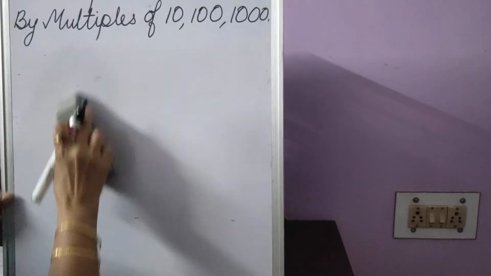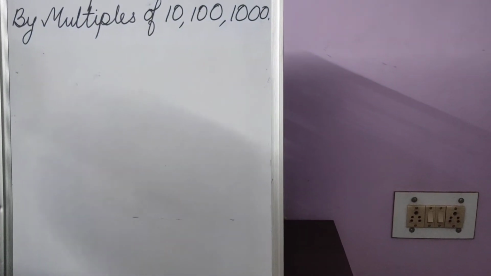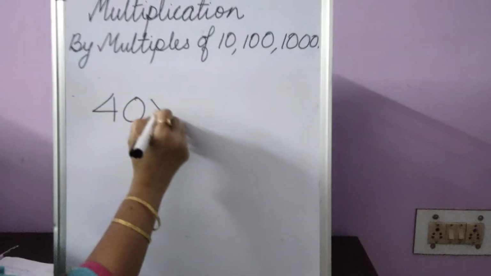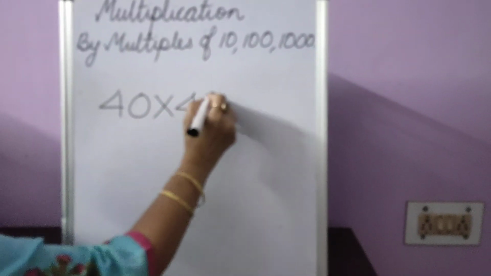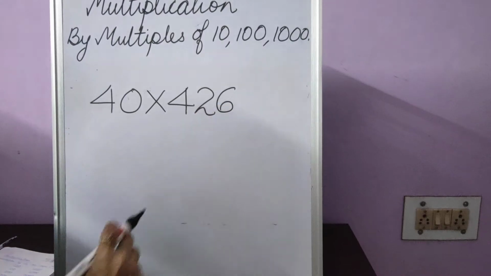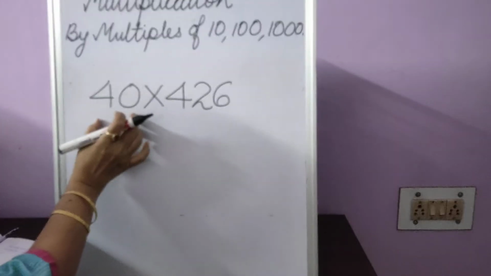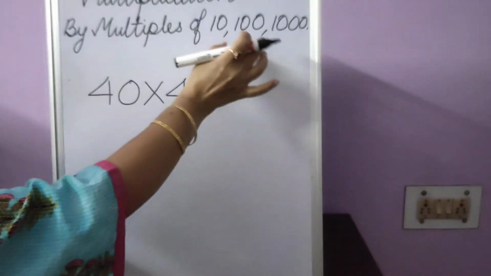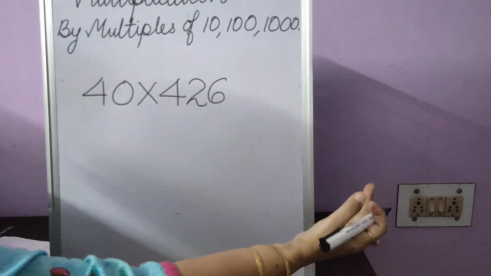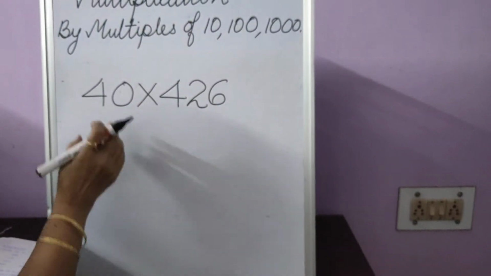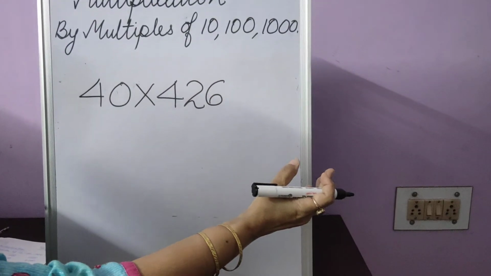Now, one thing that you have to pay attention to, and that is, suppose you have your sum given as 40 multiplied by 426. Now, if you see, in all the other sums that we had done, the multiples of 10 or 100 or 1000 was in the second part. That means it was the multiplier. I'm going to use these two terms again and again. That means the number by which we are multiplying.